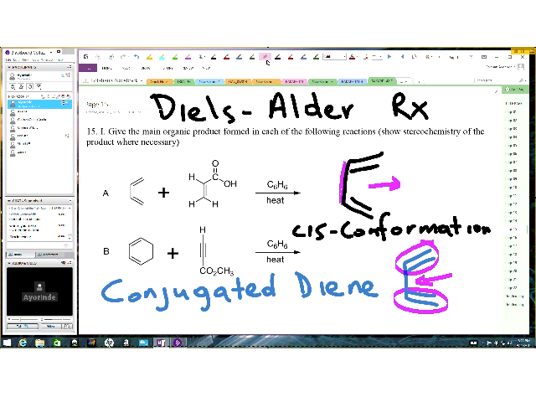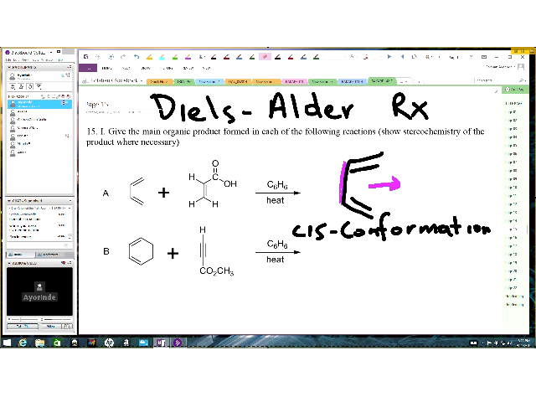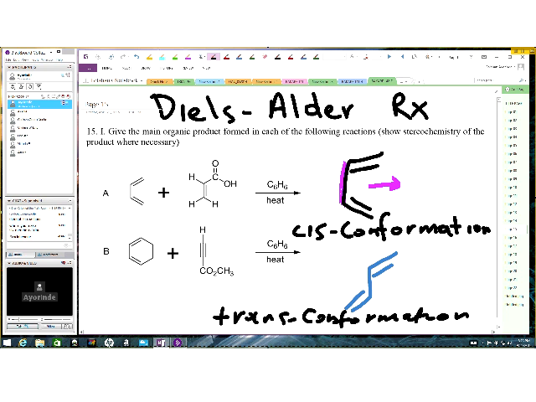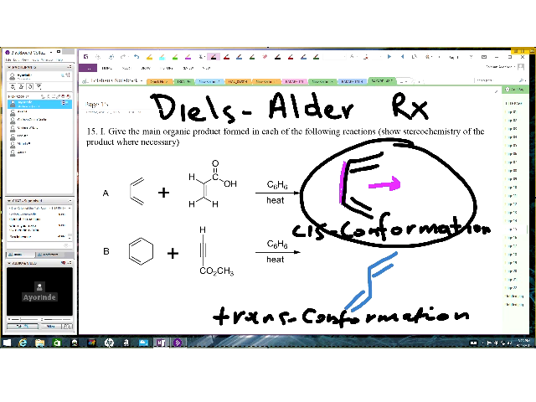On the other hand, supposing I have this here, this is what I call the trans conformation. For you to be able to do a Diels-Alder reaction, the molecule must be in the cis conformation. Okay? So keep that in mind, the cis conformation. Having given you that, let us now take a look at this.